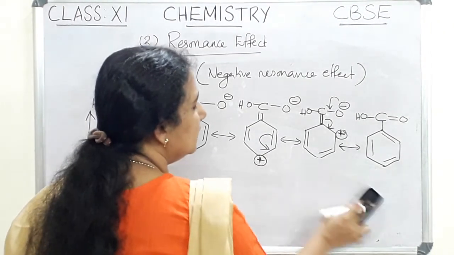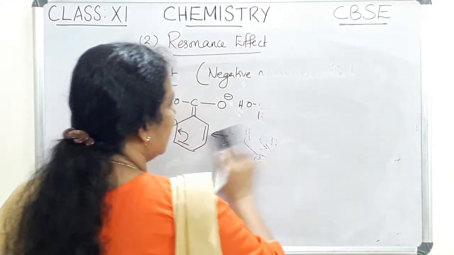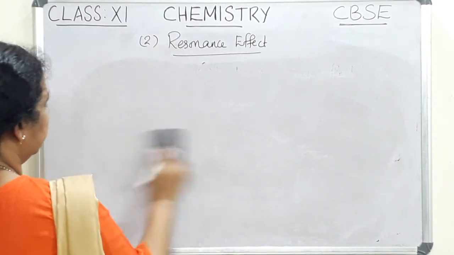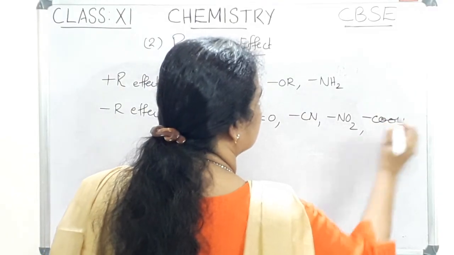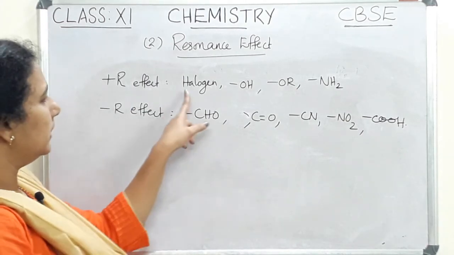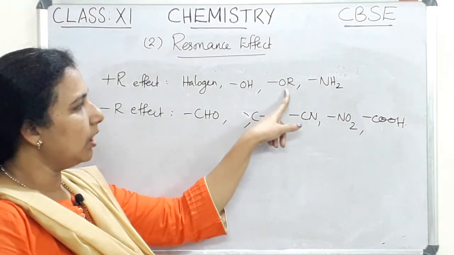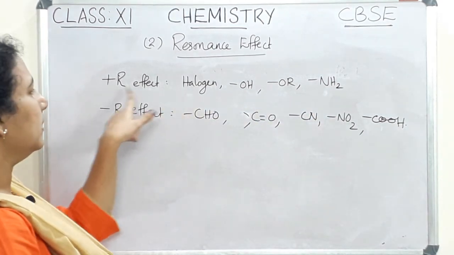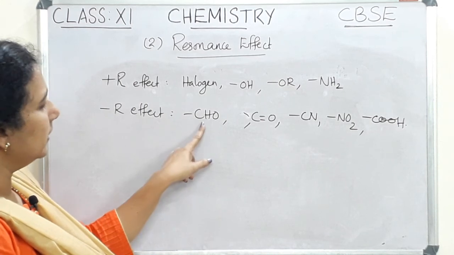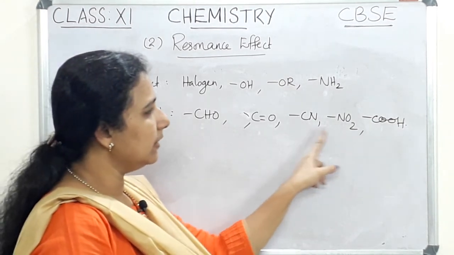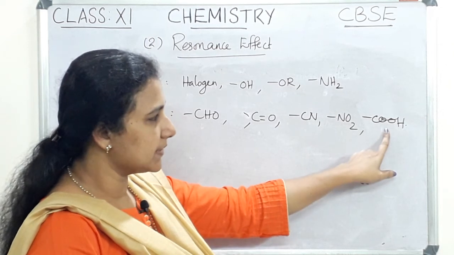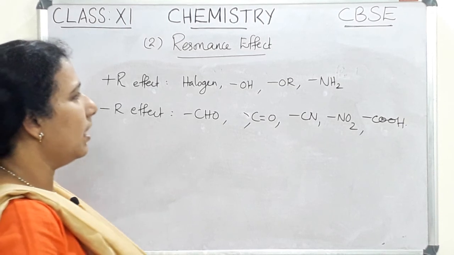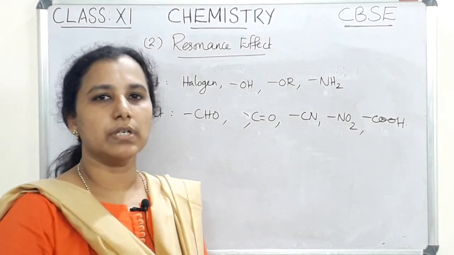Let us see some other groups showing plus R effect and minus R effect. These groups: halogen, OH, OR, NH2. NH2 we have already seen. These groups also show plus R effect. And here CHO, CO, CN, NO2, COOH. COOH we have seen. These other groups also show minus R effect. So this is about the resonance effect.